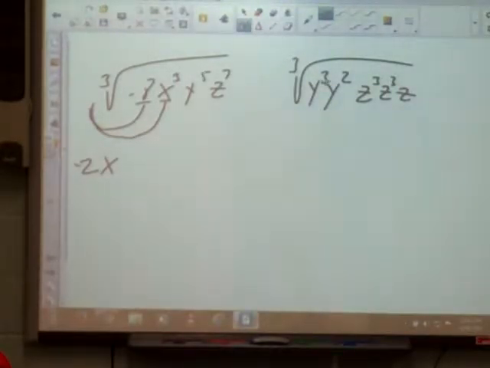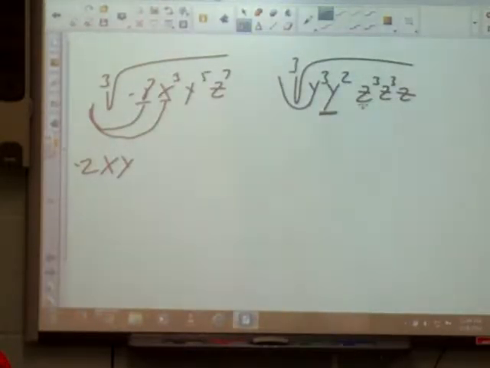Okay, so now the cube root of y cubed, that gets to come out and play as a y. So I'm going to bring a y down here with my other stuff. Y squared, it doesn't have a perfect cube. It's got to stay in. If the power is smaller than the root, it's always going to have to stay in. So 2 right here is smaller than 3.